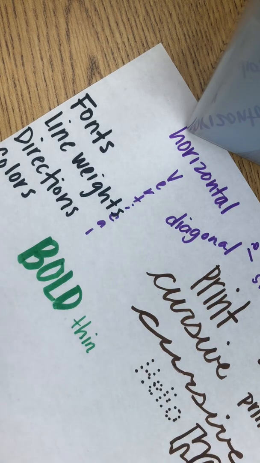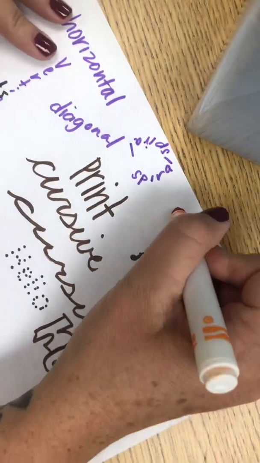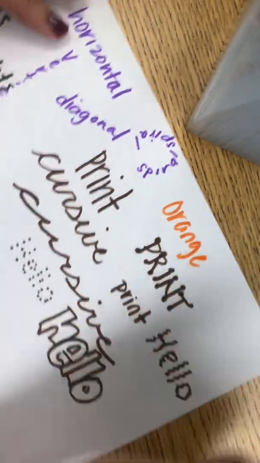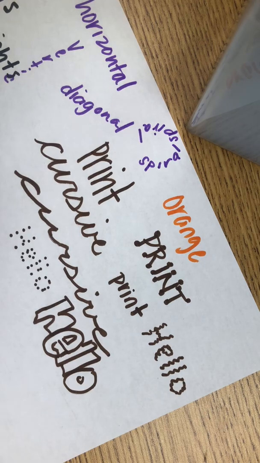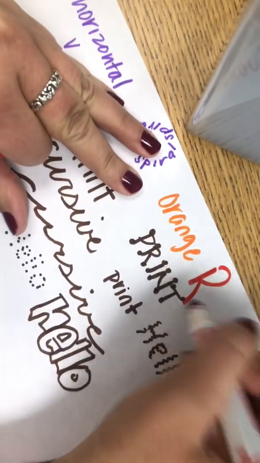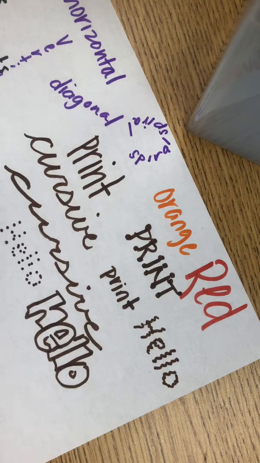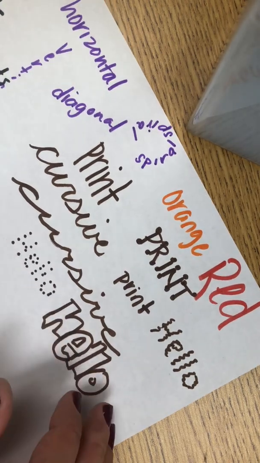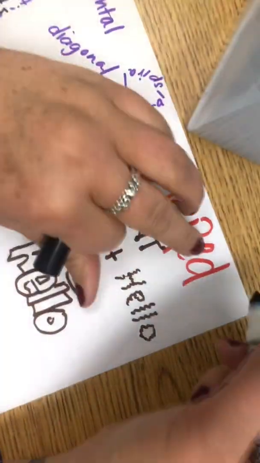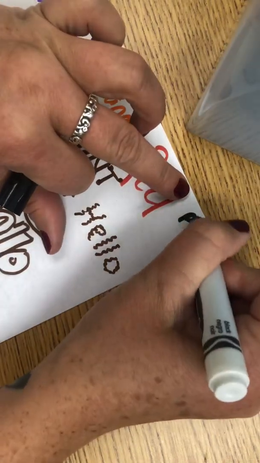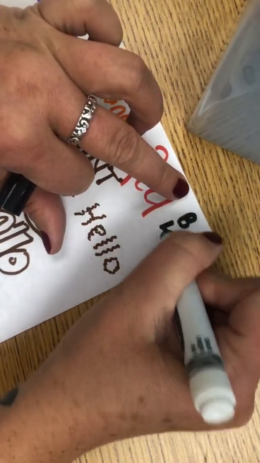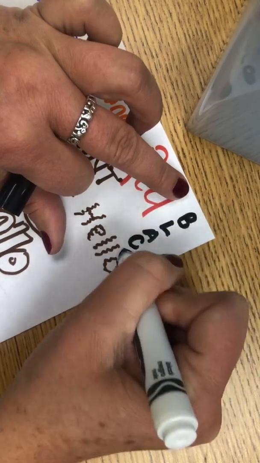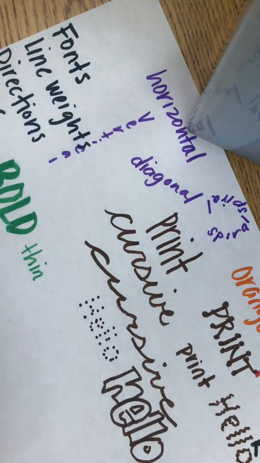Okay, and then of course, when I say color, I can do it in orange, or I can do it in red, or I can do it in black. Okay, so those are all different ways that you can make your notes look interesting.